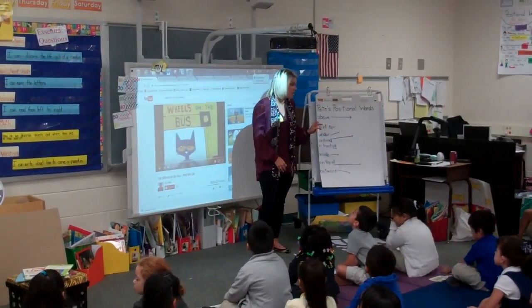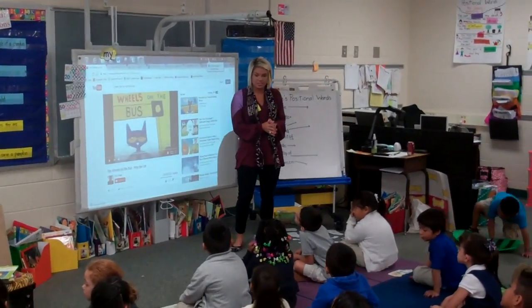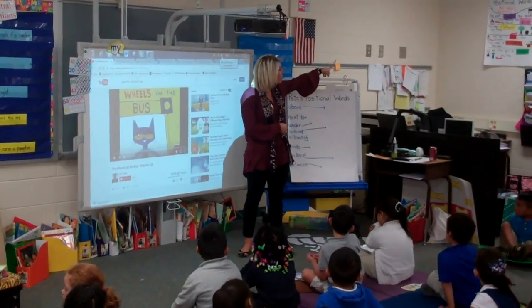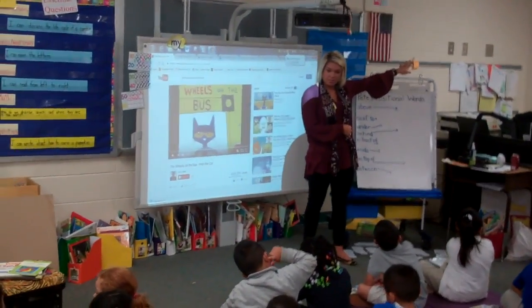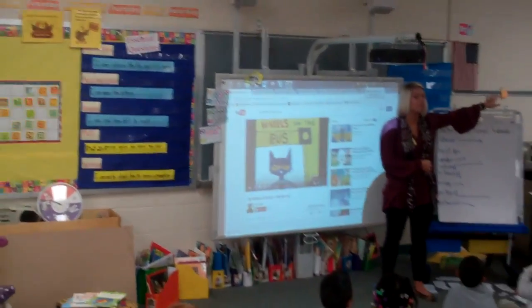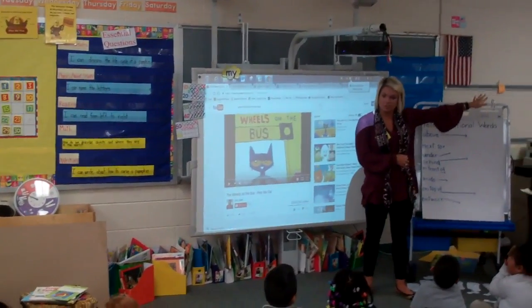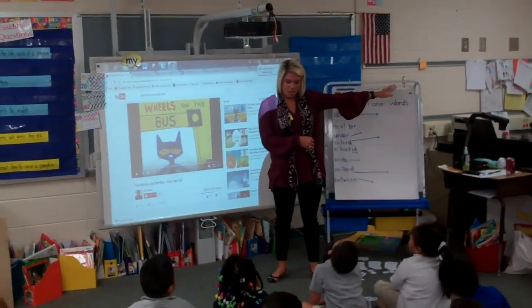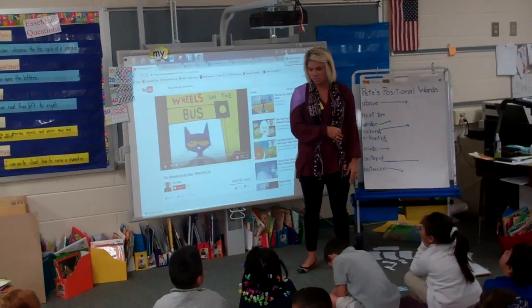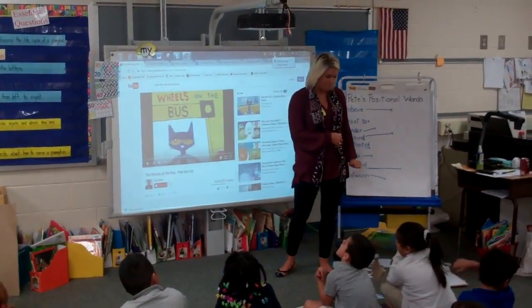The other day, remember I taught you about positional words, right? And we made that chart up there. You remember that? And we did a game on the board, and then we did something on our computers. Remember all that? Okay, so today we're going to learn a little bit more about positional words. Does that sound good? Yeah. Okay.